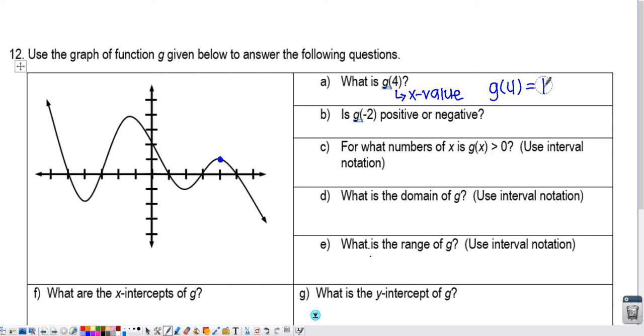Okay, says is g of -2 positive or negative? I'll do this one in green. So remember -2 is the x. So let's find -2 right here. Lift up. So that's going to be positive.